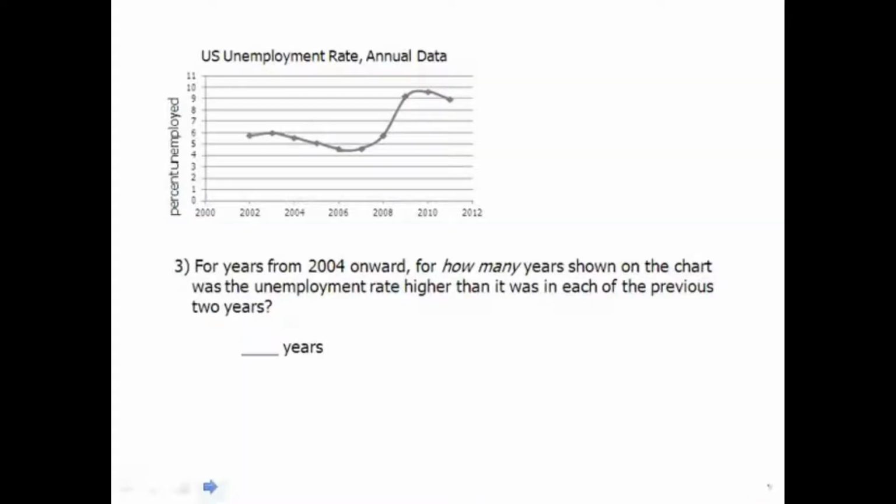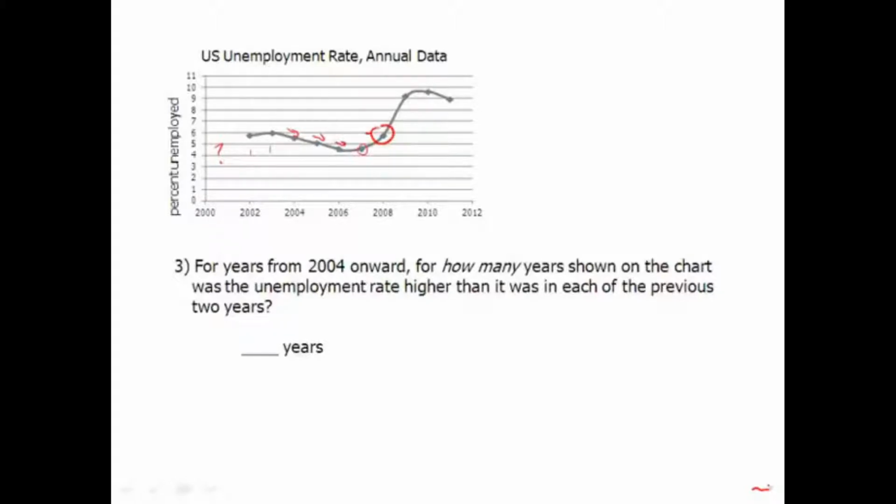For the years from 2004 onward, for how many years shown on the chart was the unemployment rate higher than it was in each of the previous 2 years? So we're not counting these first 2 years because we don't know what happened before then. But starting in 2004, that's less than the previous year, then less than the previous year, then less than the previous year. When we get to 2007, hard to say, it might be slightly bigger than 2006, but it's definitely not bigger than 2005. Then we get to 2008.